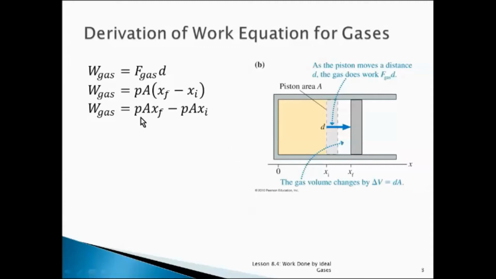Well, if we write this out, you can see that we're going to end up with the area of the piston times the displacement, which is going to give us the volume. The final volume minus the initial volume, both times the pressure, and we said it was isobaric, so the pressure is constant. So the final equation that you need to learn is that the work done by a gas is the pressure times the change in volume. So V_F minus V_I.